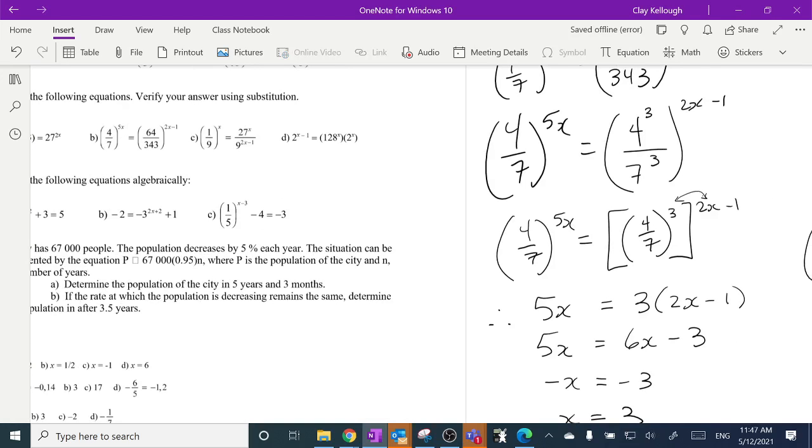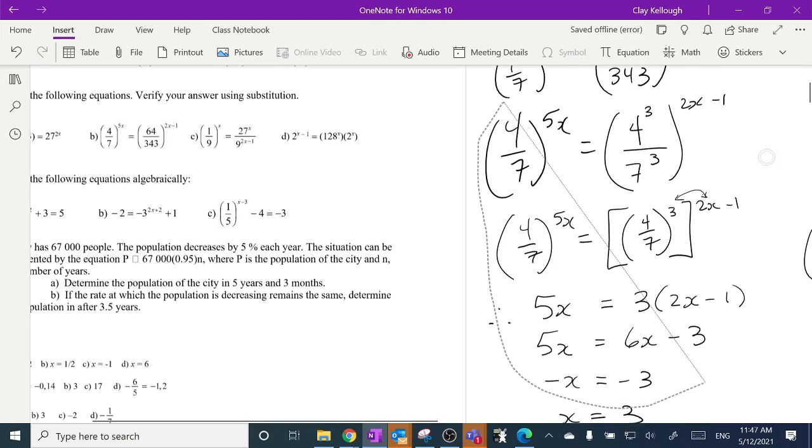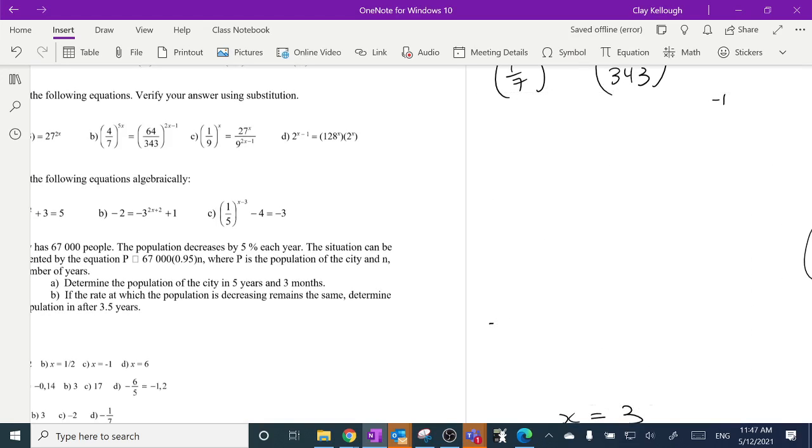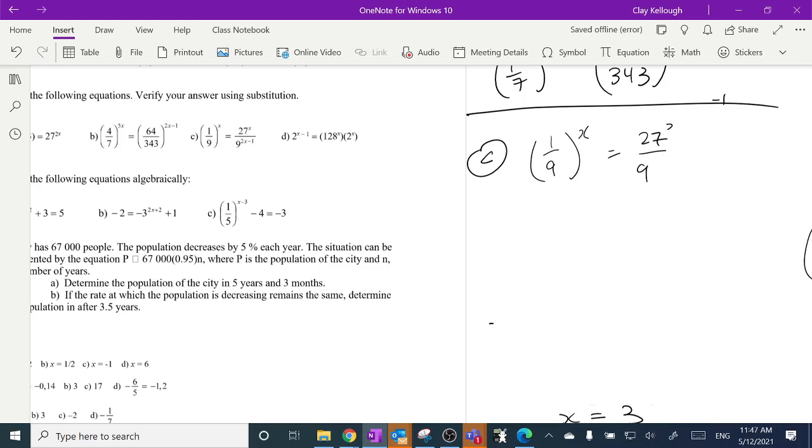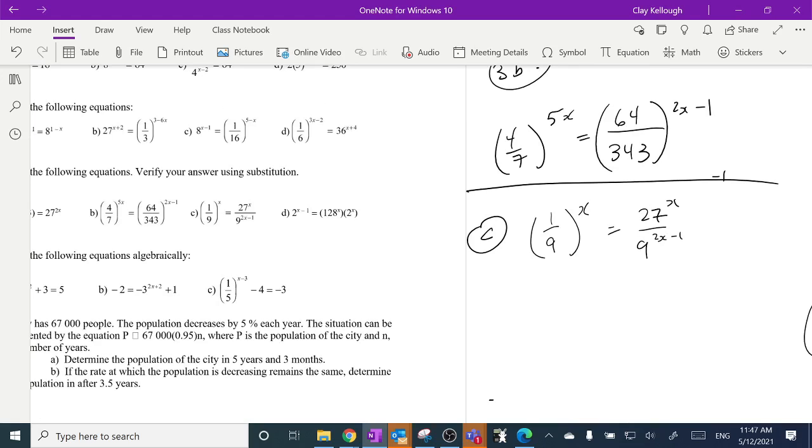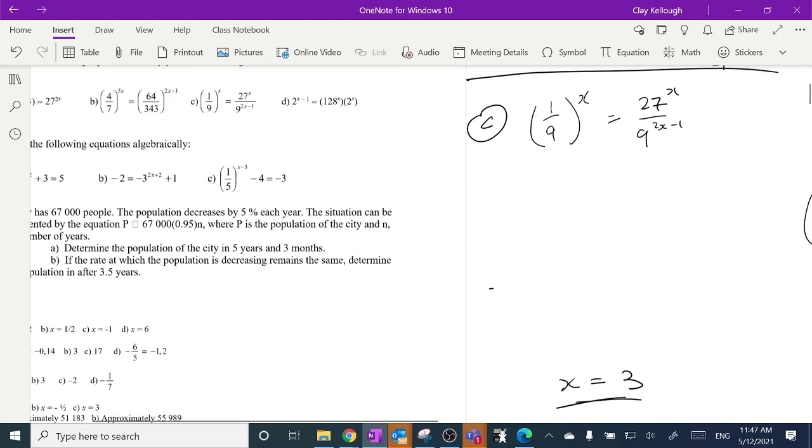Hang on, let me just clear some space. For 3C, what you can do is you can say, well, I'd like this to be, and I'd like this to be, okay, hang on, let me just finish copying it, 2x minus 1. My hint is, don't think of this as a fraction. See, on this one I had to get 4/7 and I had to turn this into 4/7. But on this one, how about I turn these both into 3 to the power of something?